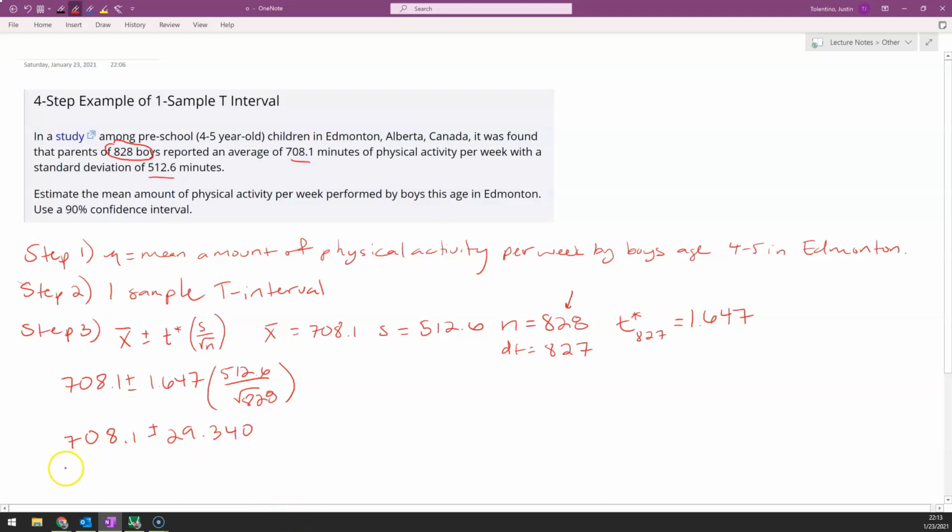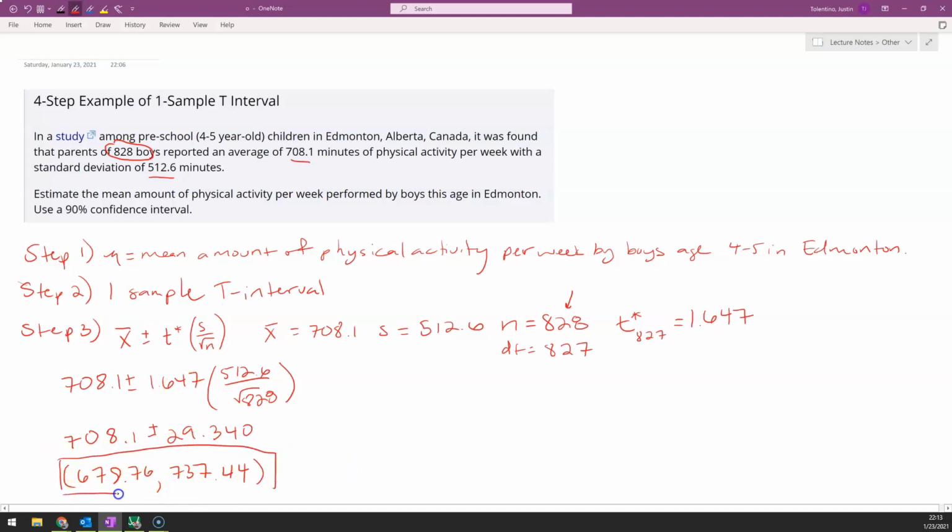Now to get our boundaries, we will just do the subtraction and the addition so we can find the lower and upper bound. If we do that on both of these, it'll give us 678.76, and then when we add it, it'll give us 737.44. And here's our interval.